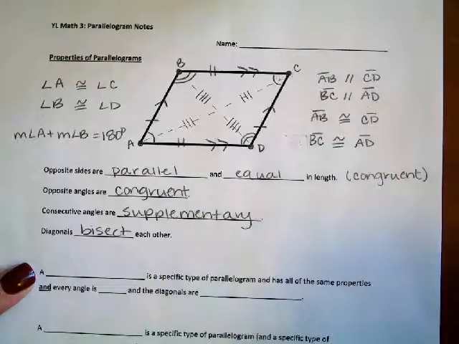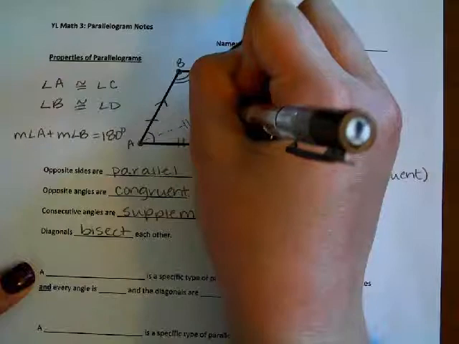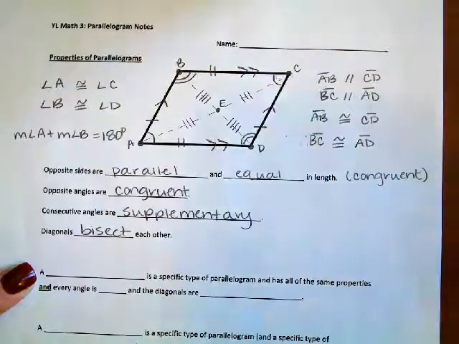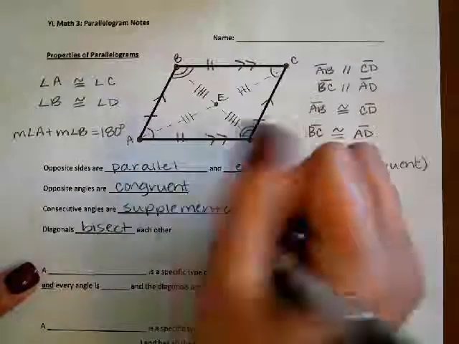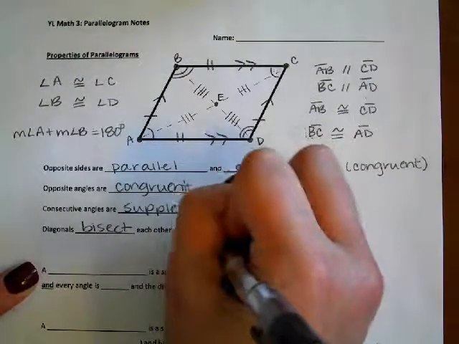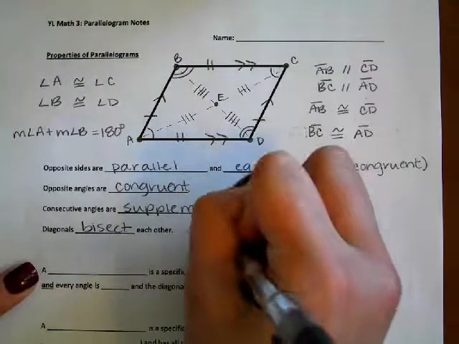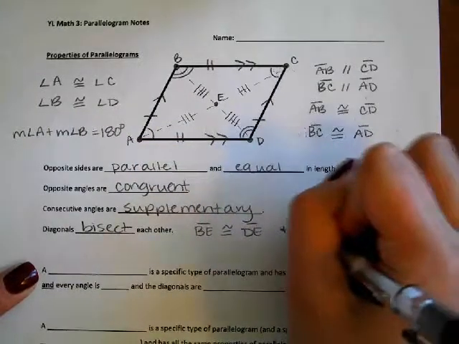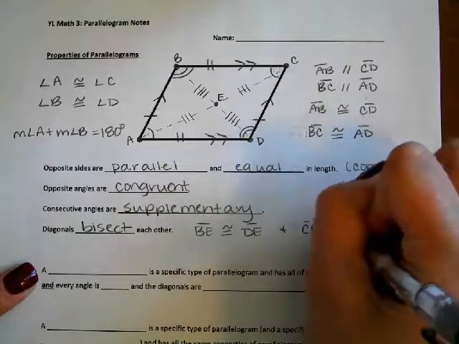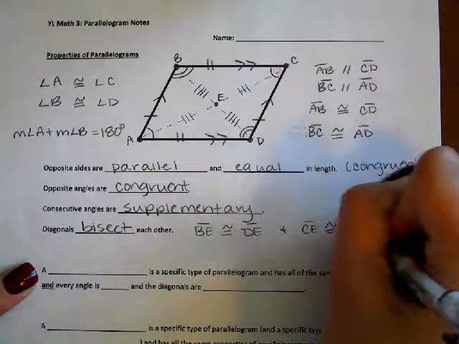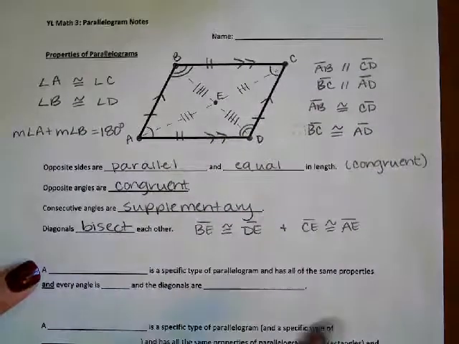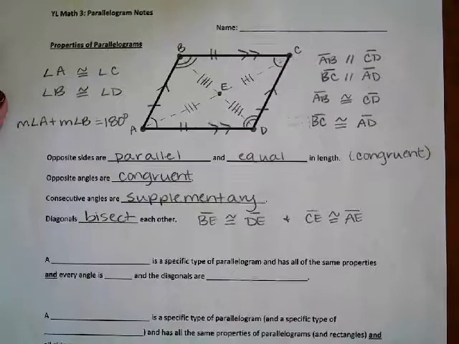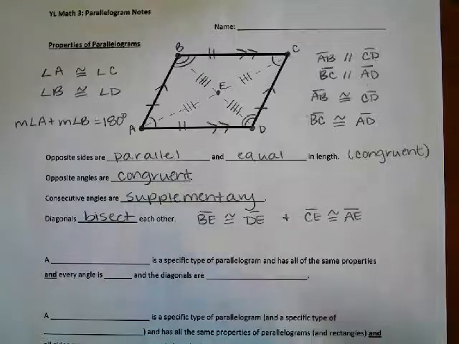I'm going to go ahead and label this right here as E. So I'm going to say, running out of space kind of, BE is congruent to DE, and CE is congruent to AE. All right, so those diagonals, they bisect each other. All right, so that is true of all parallelograms, all of those things, okay?